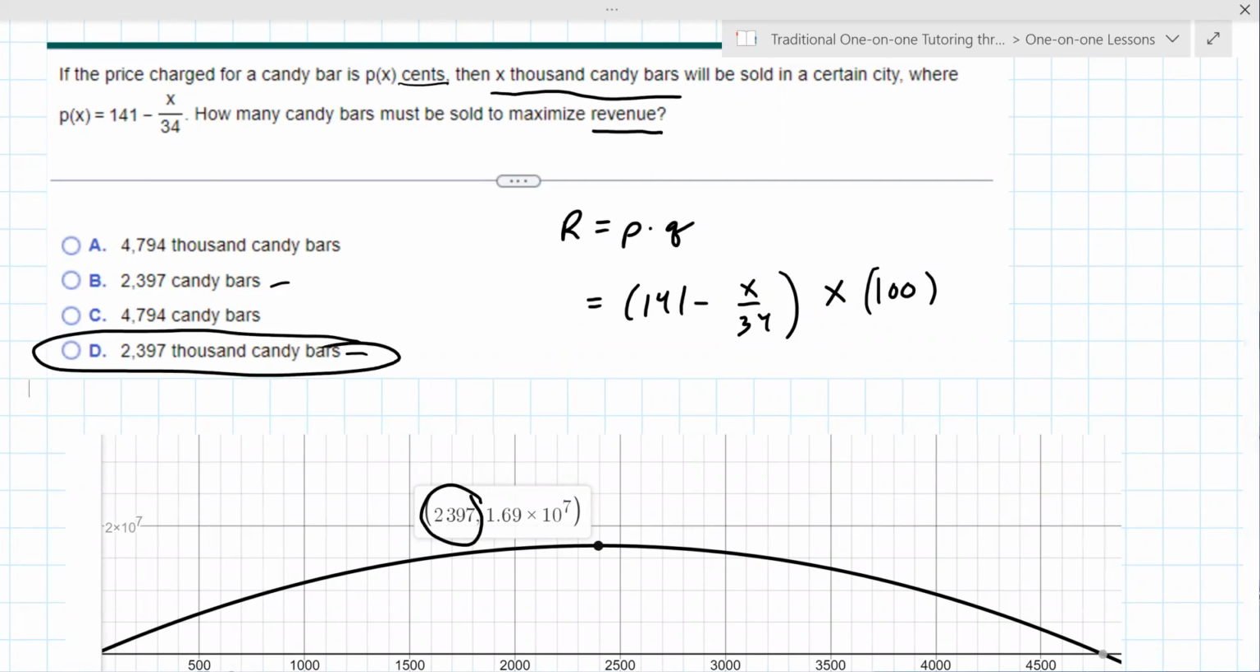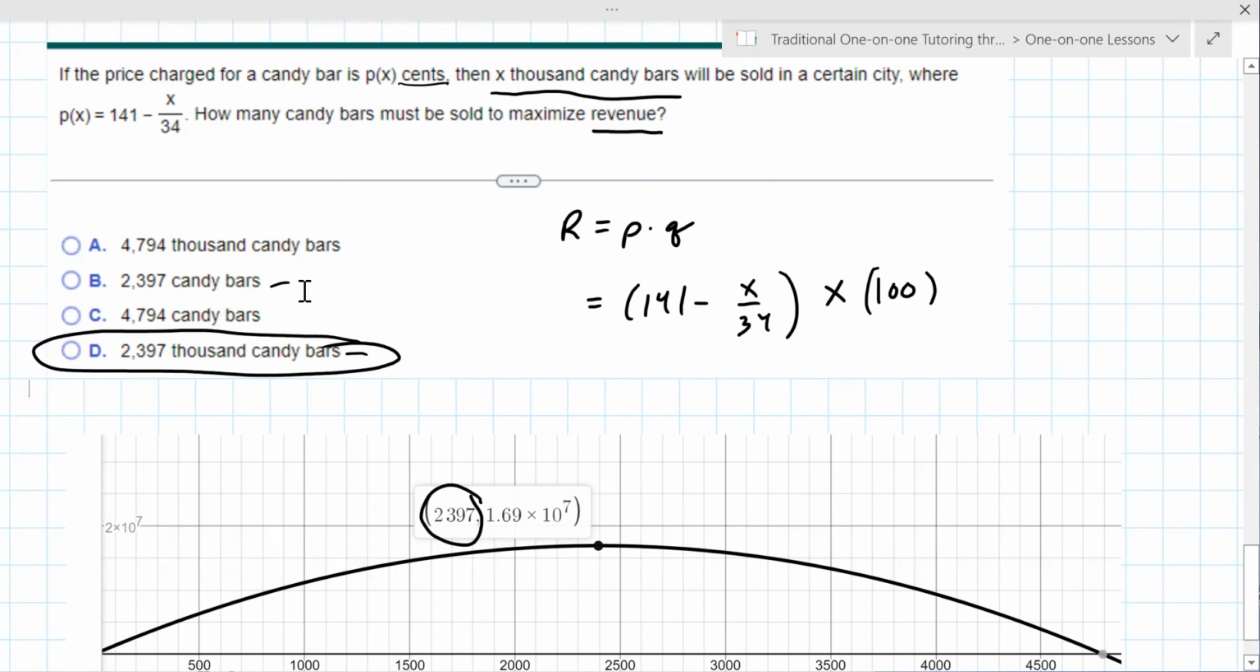One of the problems with this is we don't have any context. We don't know if this is just Billy making candy or some mom and pop shop, or if it's whoever makes Reese's, they're making millions of candy bars right now.